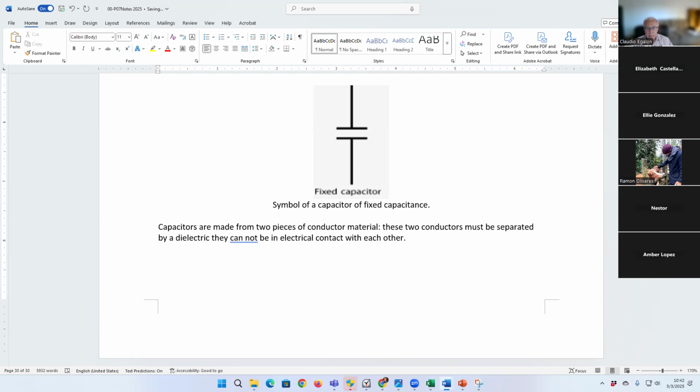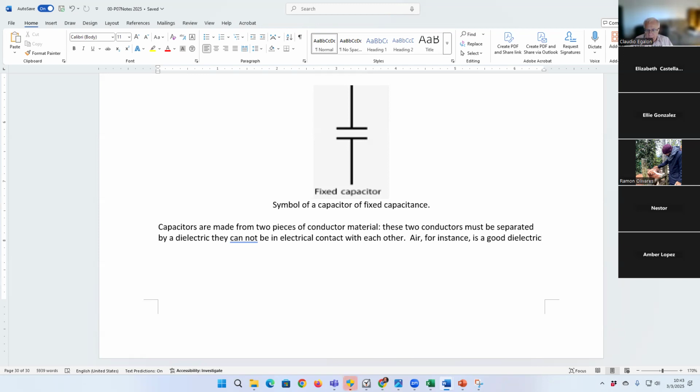So what can be a good dielectric? Air, for instance, is a good dielectric. If I have two metal plates, consider two metal plates separated from each other by air, we can have a parallel plate capacitor here.